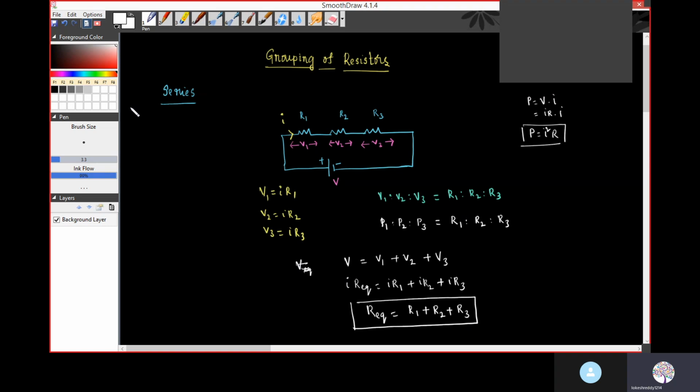Now, if only two resistors are there, then R equivalent is equal to R1 plus R2.